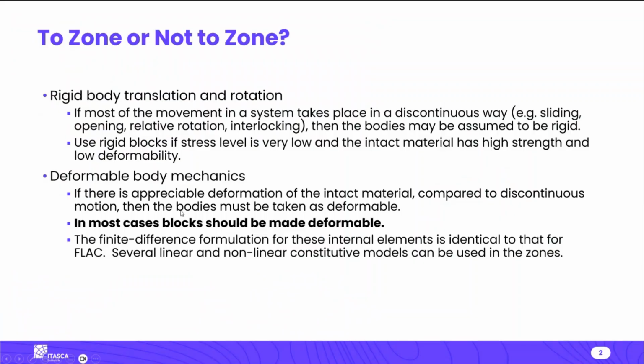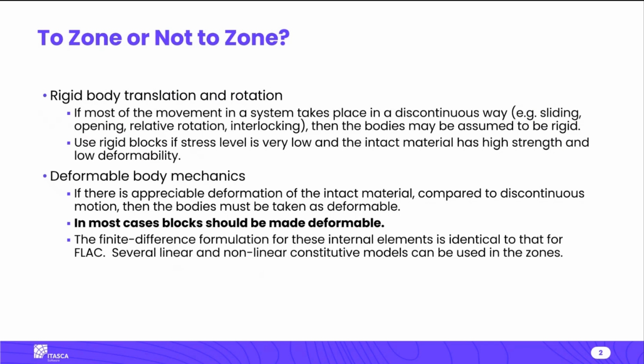So far, the example that we've seen was made with rigid blocks, meaning that they did not have zones and they were not deformable. Most of the time, people using 3DEC are creating deformable blocks, meaning that they have zones inside of them. They can deform and they can even fail depending on the constitutive model.